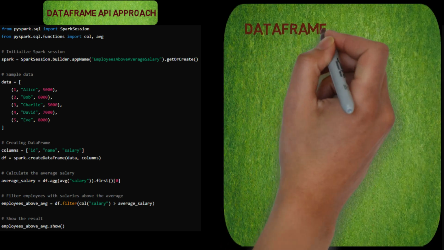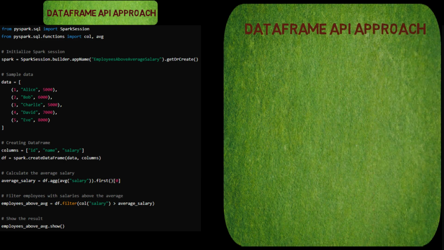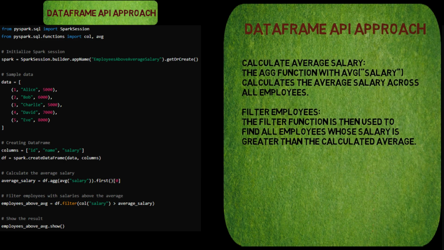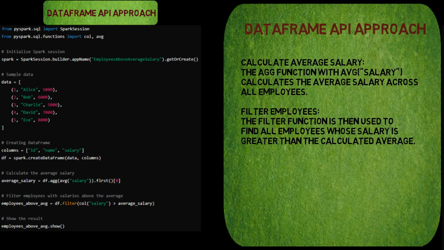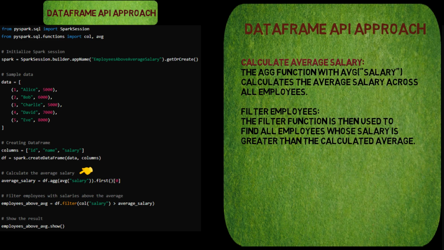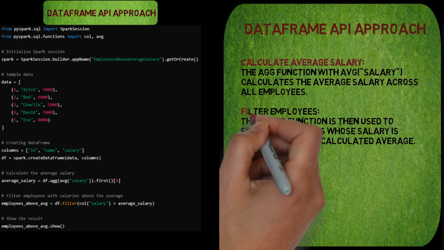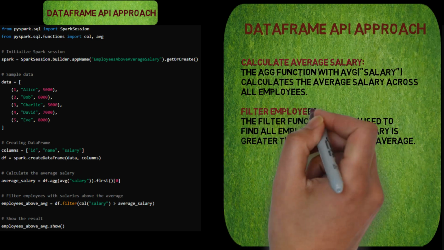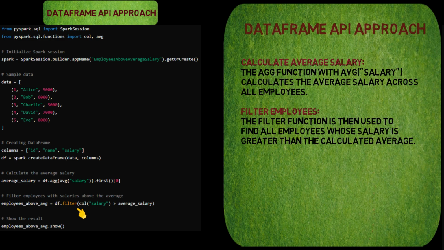Using DataFrame API. Explanation. Calculate average salary. The agg function with avg salary calculates the average salary across all employees. Filter employees. The filter function is then used to find all employees whose salary is greater than the calculated average.